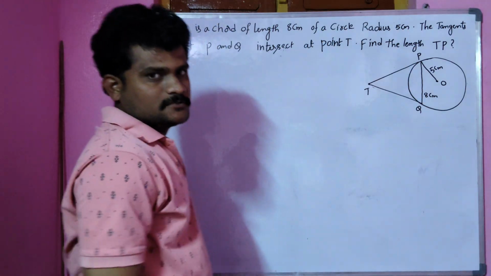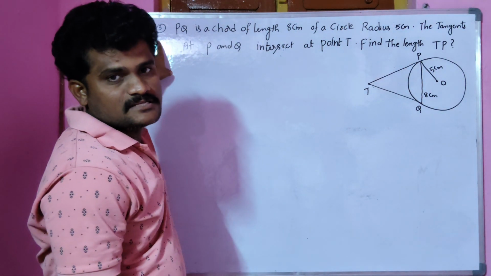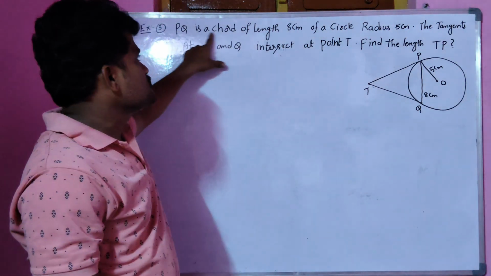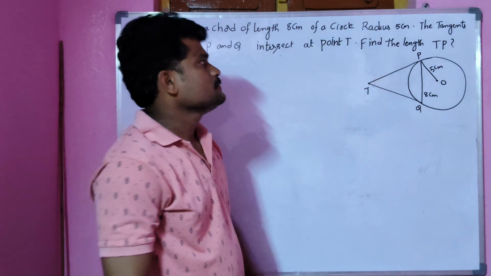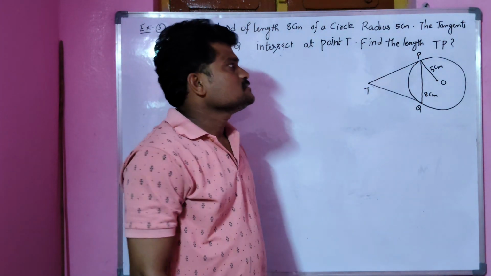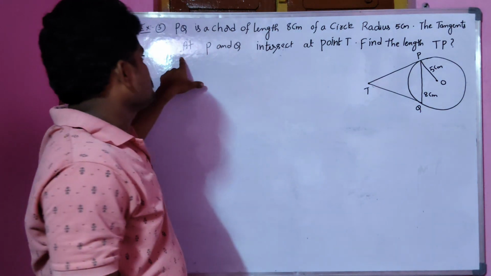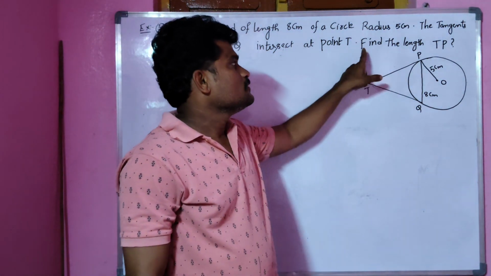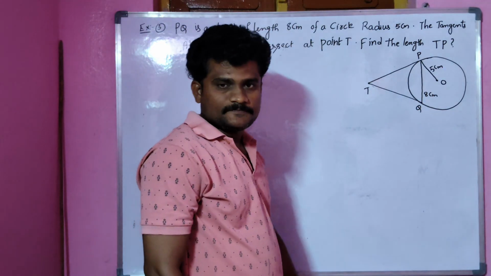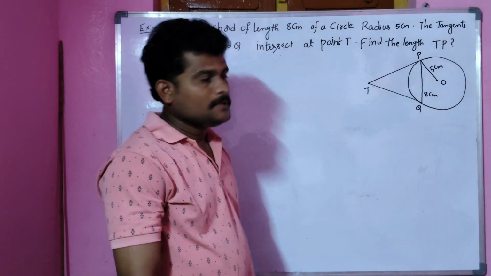Next question. Example 3, circles lesson. PQ is a chord of length 8 centimeters of a circle of radius 5 centimeters. The tangents at P and Q intersect at point T, and we need to find the length of TP.